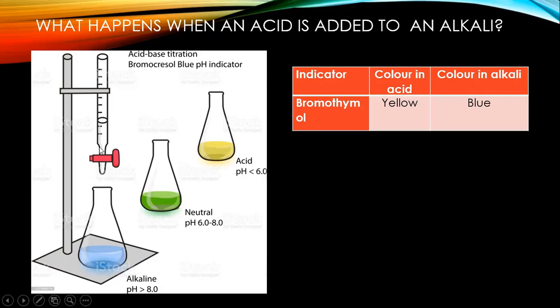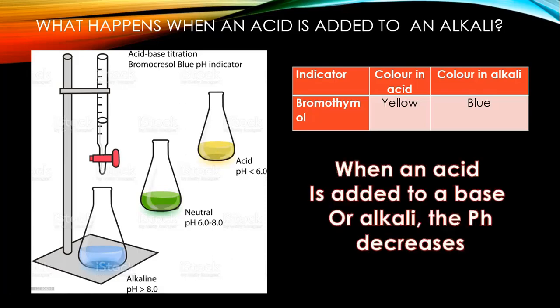So when you continue adding an acid, this solution will begin to change into an acid. Therefore, the color will indicate yellow. And when that happens, just know that the pH has reduced. So to answer the question, when an acid is added to a base or alkali, the pH decreases.